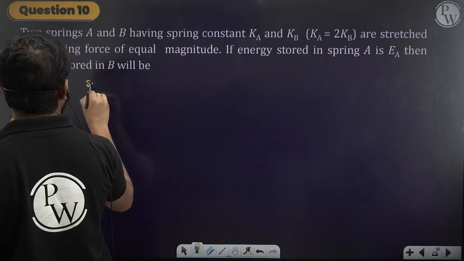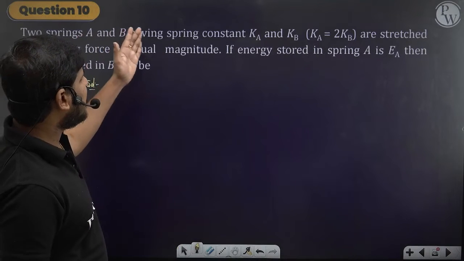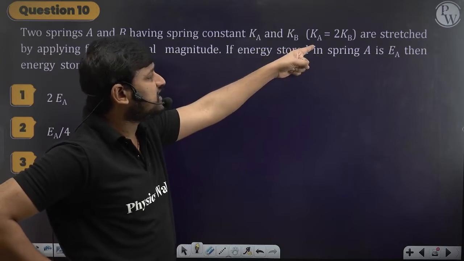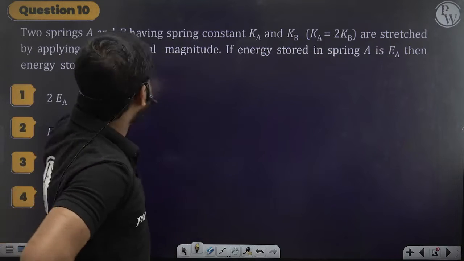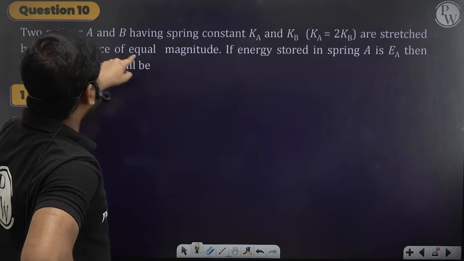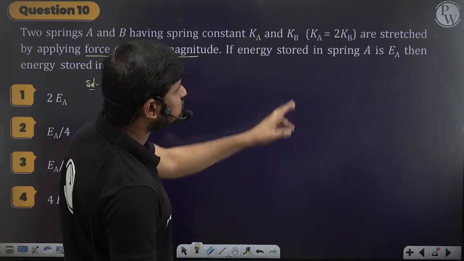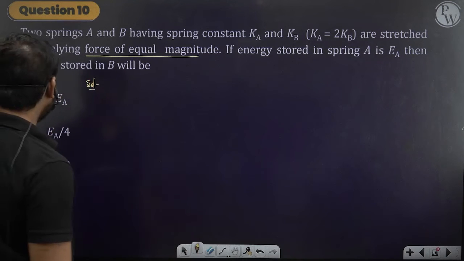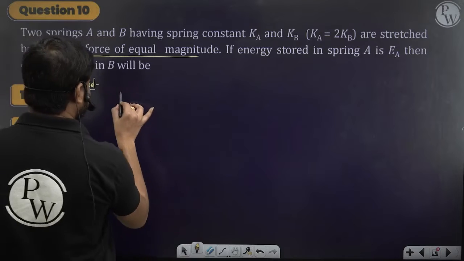So what does the question say, see here. Two springs A and B having the spring constants Ka, Kb, where the relation between Ka and Kb is Ka is equal to 2Kb, are stretched by applying a force of equal magnitude. So that means the same force is applied. If the energy stored in the spring A is Ea, then the energy stored in the spring B will be, in terms of Ea, we required. So understand, see here clearly.